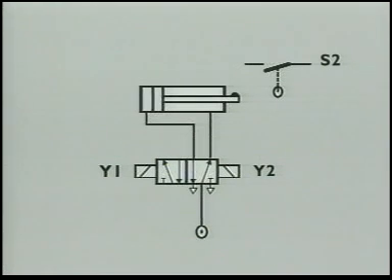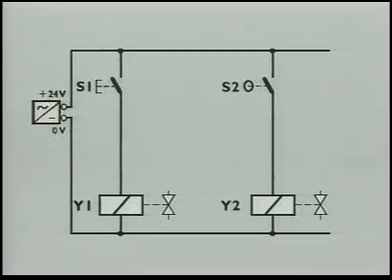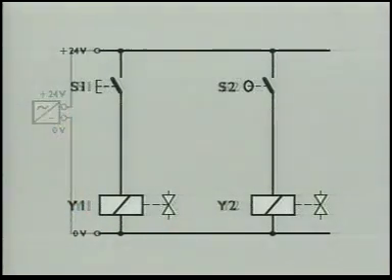The circuit diagram of a comparable pneumatic power part shows the double-acting cylinder and the 5/2-way double solenoid valve. And this is the corresponding electrical circuit diagram. You can see two 24-volt circuits. To simplify the diagram, the circuit diagram does not show the voltage source, in this case, the power supply unit.